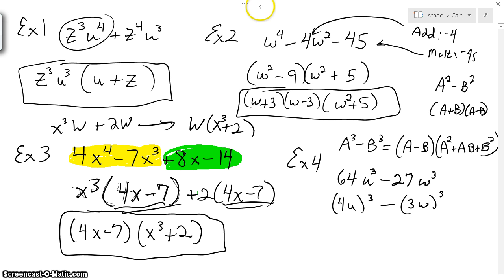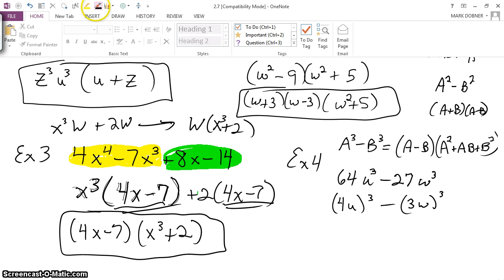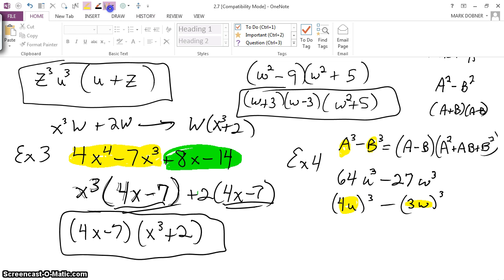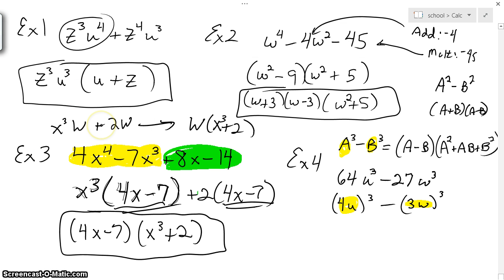Now I'm pointing this out so that we could very quickly notice that our 4u is really our A, and our 3w is really our B. And if we remember that, we're going to be in real good shape. So this is our A, this is our B. And following this formula, we could say, well, I need A minus B. Well, I'll need 4u, that's my A, minus B, well, that's 3w.